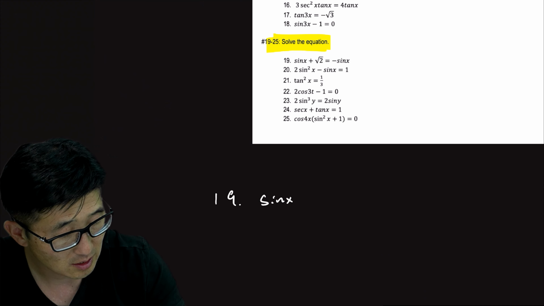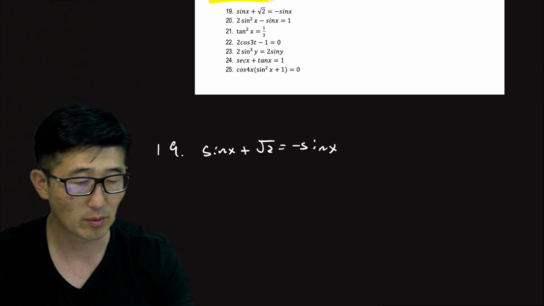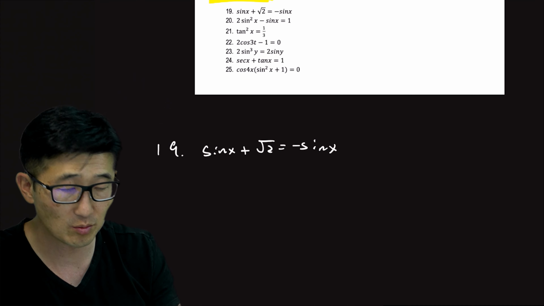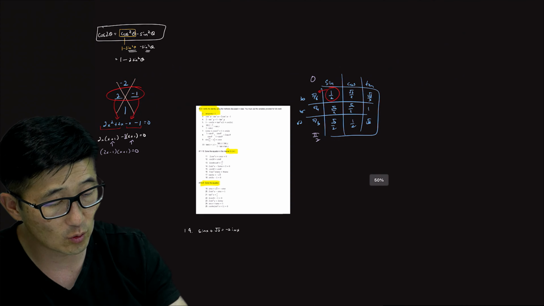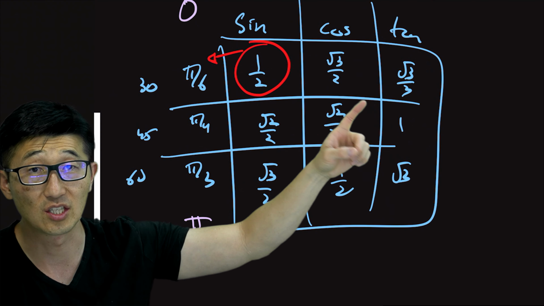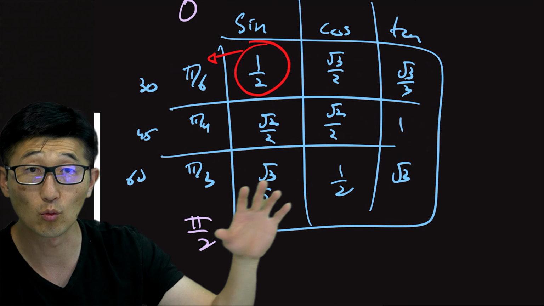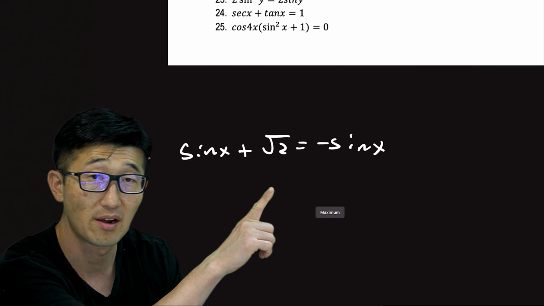So 19: sine x plus radical 2 equals negative sine x. Now again, you might be asking, should I factor? What should I do? Well, if you see common terms, try to simplify. What you're looking for is a way to set that equal to one of these 9 digits, like radical 2 over 2, radical 3 over 2, one of these. And you realize, hey, there's already a radical 2 here.